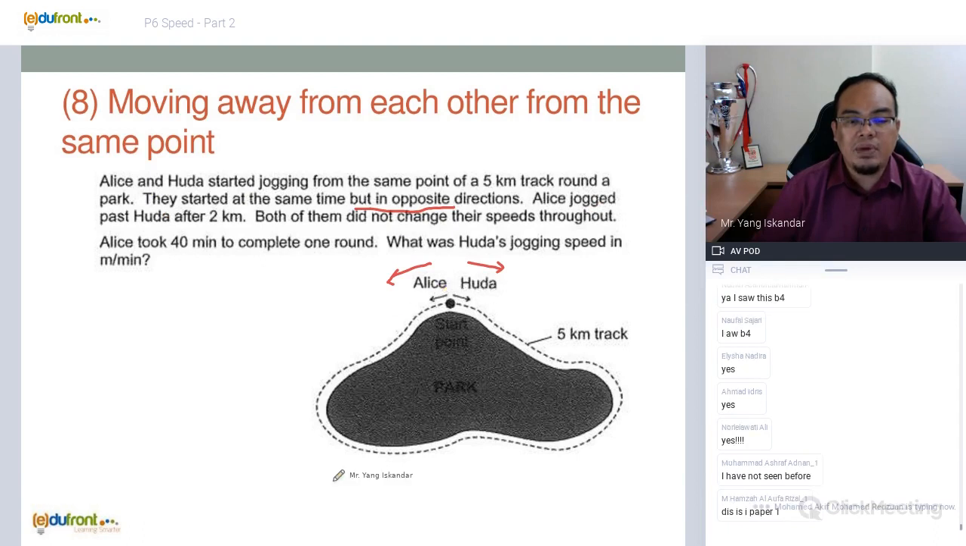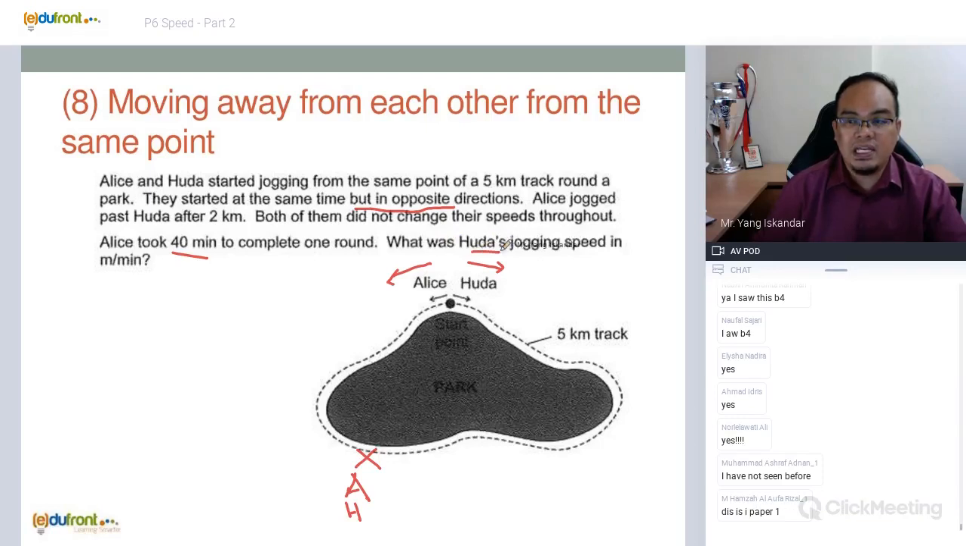That means somewhere around here. Now, this total is 5 kilometers, right? So at some point of time, let's say after 2 kilometers, Alice passed Huda here. Both of them did not change their speed throughout. That means their speeds are uniform throughout. So Alice took 40 minutes to complete one round. What was Huda's jogging speed in meters per minute?